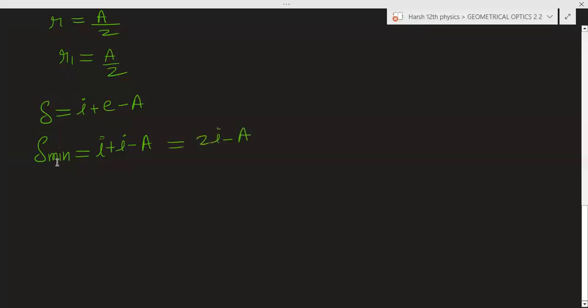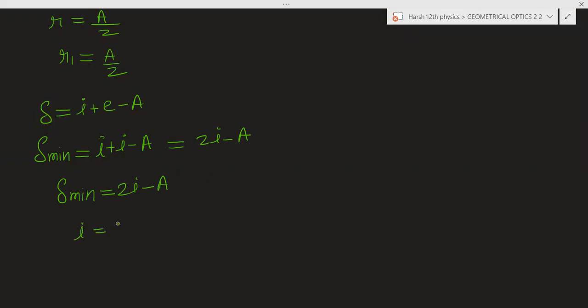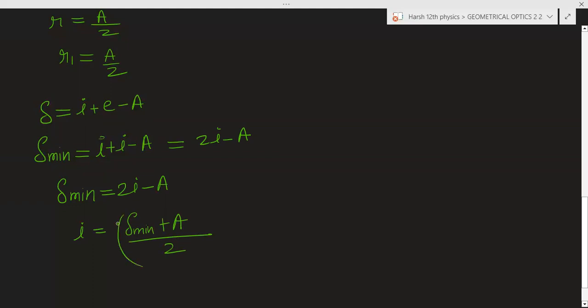Now from this expression, del minimum is equal to 2I minus A. Find the value of I. So when you find the value of I, you will get I equal to del minimum plus A divided by 2. So this is the value of I.